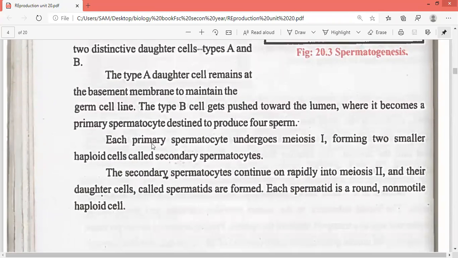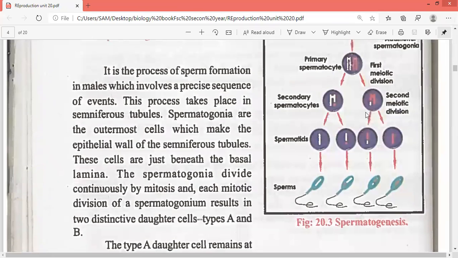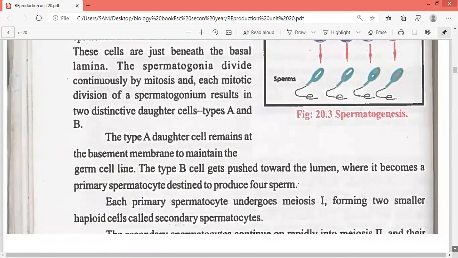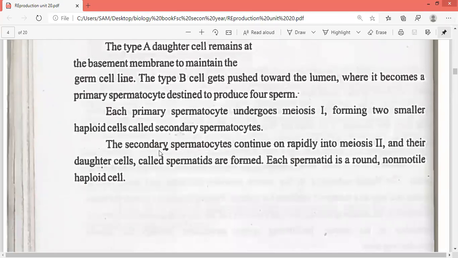Each primary spermatocyte undergoes meiosis one, forming two smaller haploid cells called secondary spermatocytes. They are explaining this diagram. You have to keep in mind this diagram, okay? The secondary spermatocytes continue into meiosis 2, and their daughter cells called spermatids are formed.